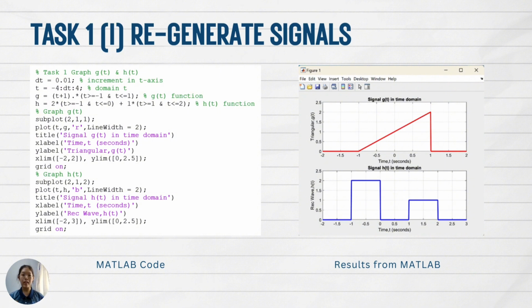And HT is equal to the rectangular function, which is 2 multiplied by t greater or equal than -1, and then t less than or equal to 0, plus 1 multiplied by t greater or equal than 1, and then t less than or equal to 2. This represents the ht function on the right hand side. And then we will plot the gt function with the title label signal gt in the time domain, and then with the title ht graph in the time domain.